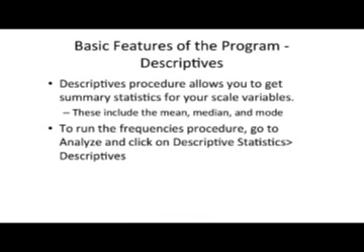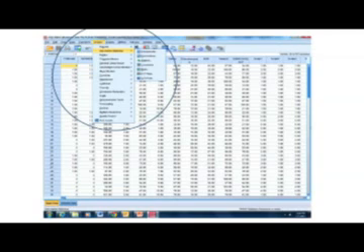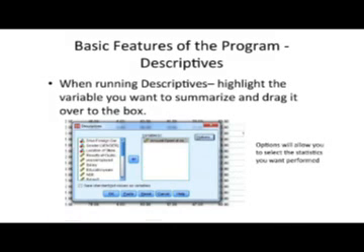The descriptives procedure allows you to obtain summary statistics for your variables. From the descriptives procedure, you can obtain the mean, the median, and mode for various variables. The descriptives procedure is a very useful way to summarize and categorize your variables. To access your descriptives, again, click on the Analyze tab at the top of the page, select Descriptive Statistics, but this time choose Descriptives. Running your descriptives is very similar to running your frequencies. Select the variables from the left-hand side of the page and drag them or click them over to the right-hand side where it says Variable.